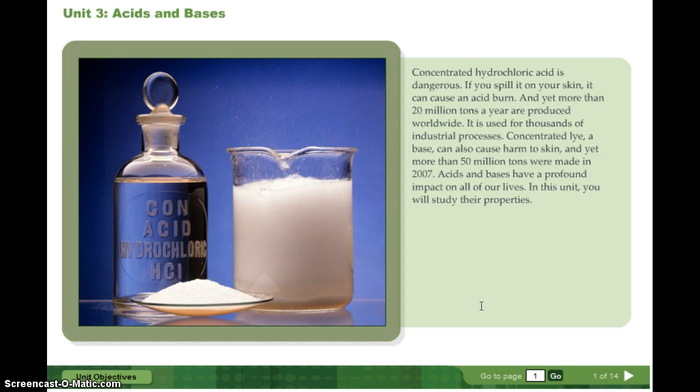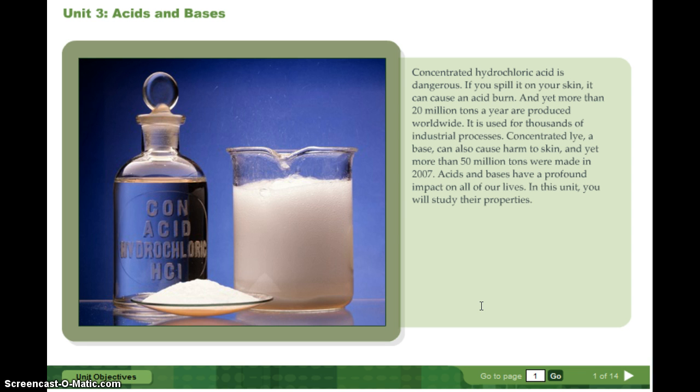Concentrated hydrochloric acid is dangerous. If you spill it on your skin, it can cause an acid burn. And just so that you know, an acid burn is not actual burning like with fire, but it feels like a burn and it can continue to burn even after you wash it off for quite some time. So it's a very, very serious thing.